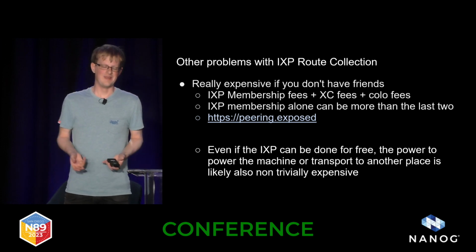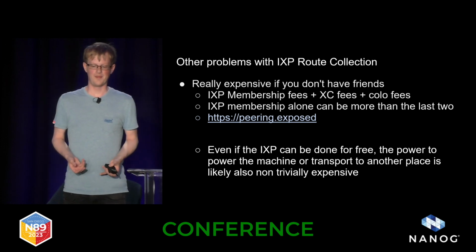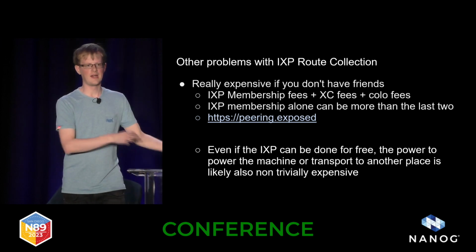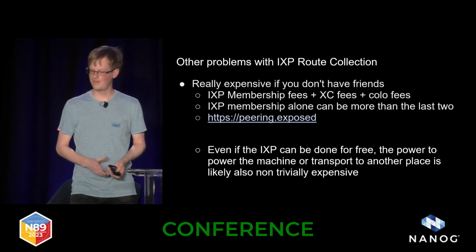Even if the IXP can be done for free, the colo cost alone can make this extremely expensive, or alternatively, using a transport provider to bring that back to where BGP.tools can take the feed can be extremely expensive.